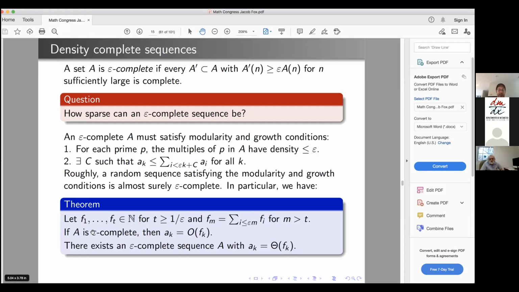Now these F_k grow faster than polynomial. It's roughly like k to the log k growth.